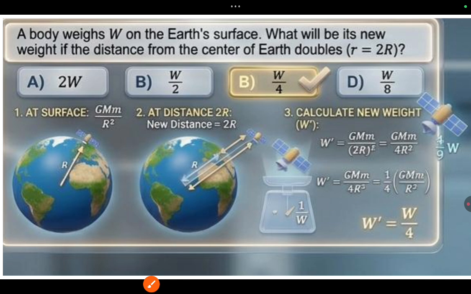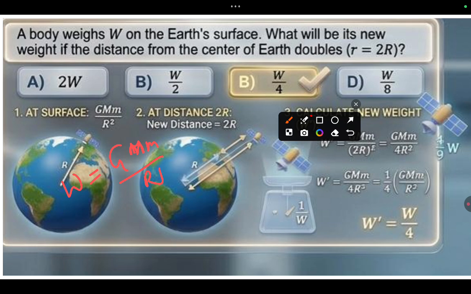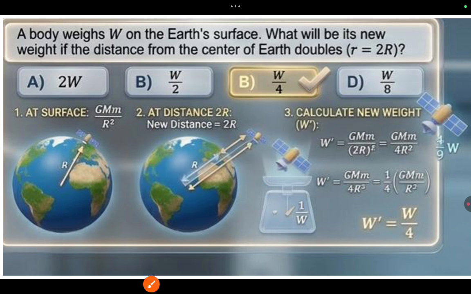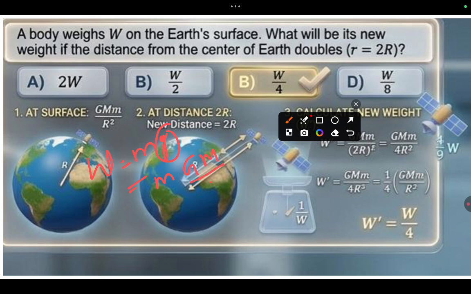So first of all, let me go for the surface of the Earth. You can consider the formula W equal to G M m by R square. So this is the formula for the weight. As you know, weight equal to mg. Clear? Okay, no problem. W equal to mg. And what is g? g is nothing but GM by r square. We have a relation. Is it right?